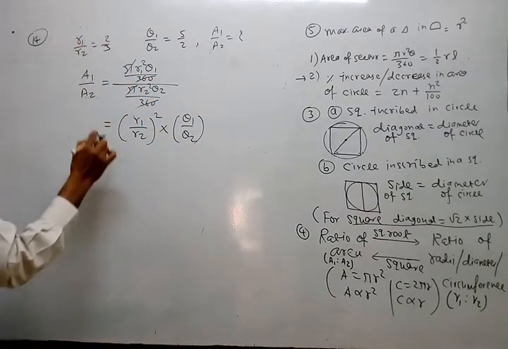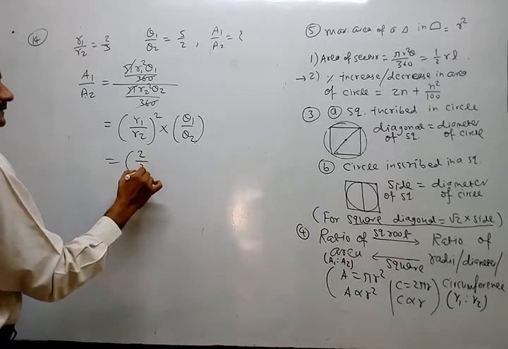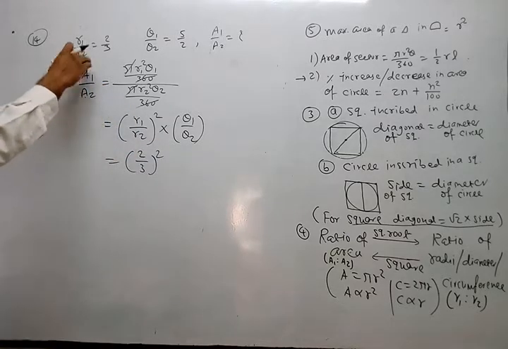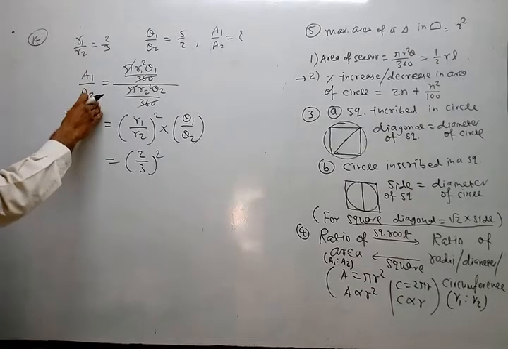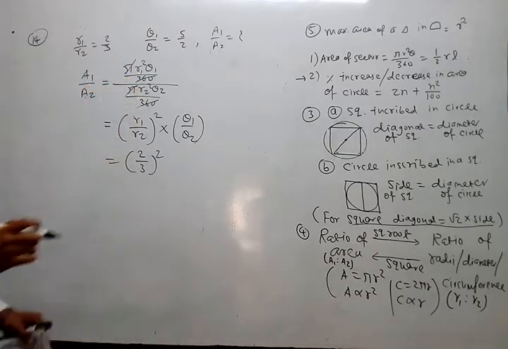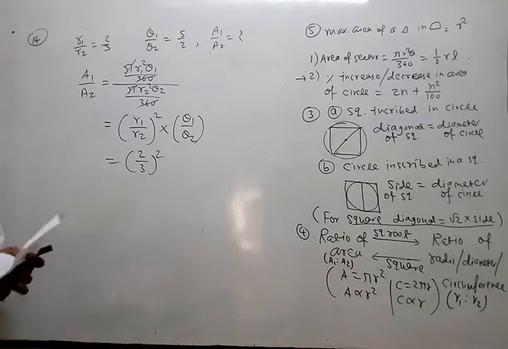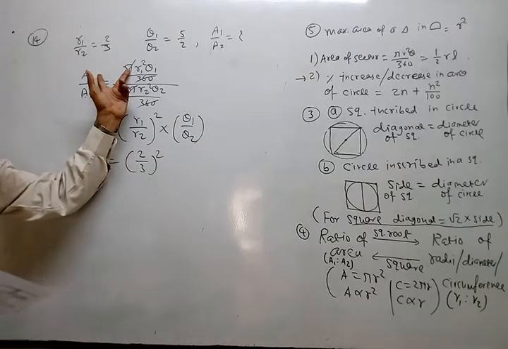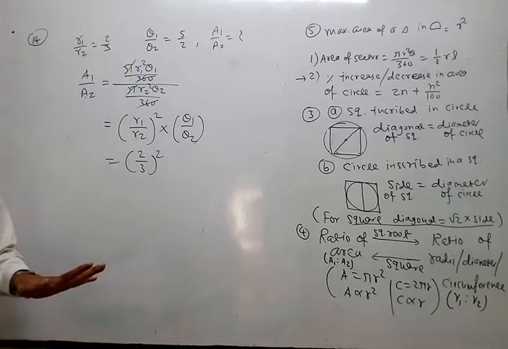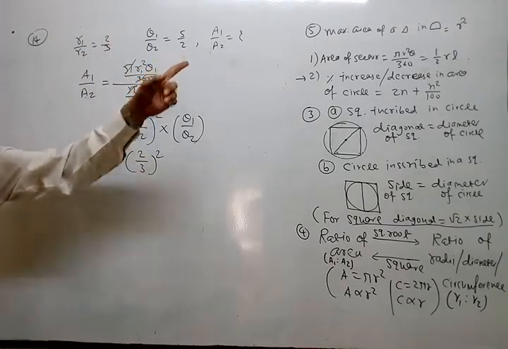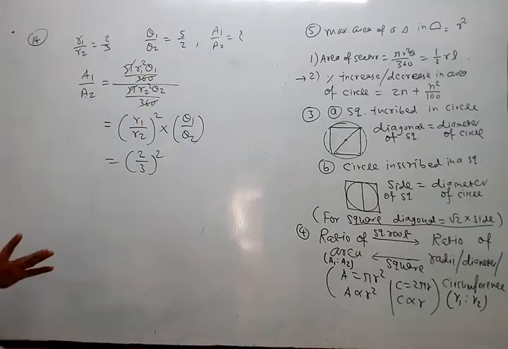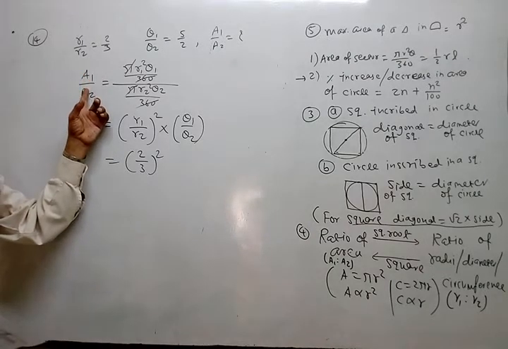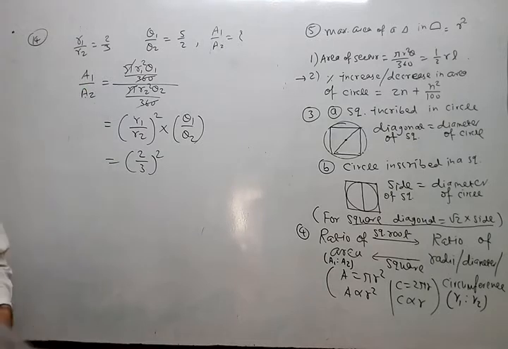Now place both values. So 2 by 3 whole square. Whenever any ratio is given and another quantity's ratio is asked, at that time you have to do your work this way, in numerator-denominator form. It's in fraction form only. Don't try to find A1 or A2 individually, not possible, because the relation is given, not a single value. So whenever a relation is given, they also ask for a relation, and relation means numerator-denominator form.